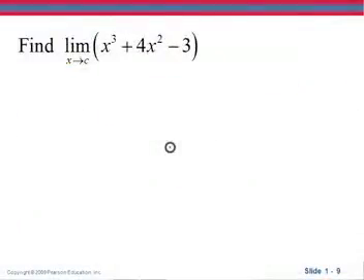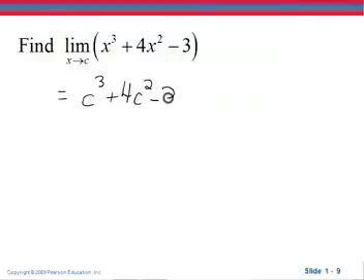Okay, now we're going to look at some examples that apply the limit laws. Remember, we looked at one of the limit laws that showed us that when we were finding the limit of a polynomial as x approaches c, we can just plug in the value of c everywhere that we have an x. So the limit as x approaches c of x cubed plus 4x squared minus 3 will be c cubed plus 4c squared minus 3.